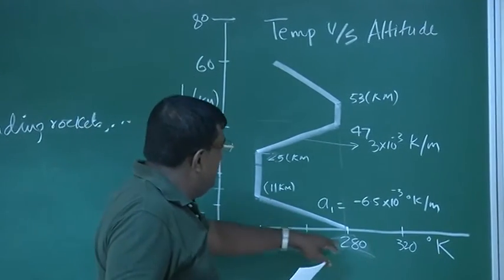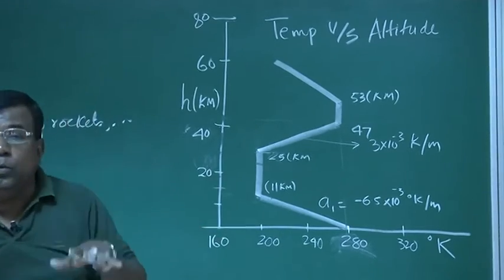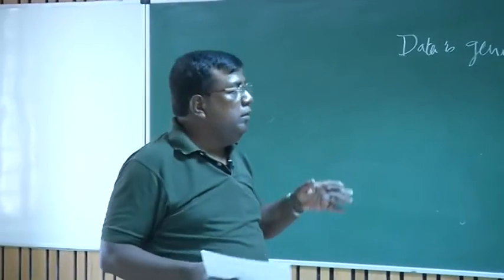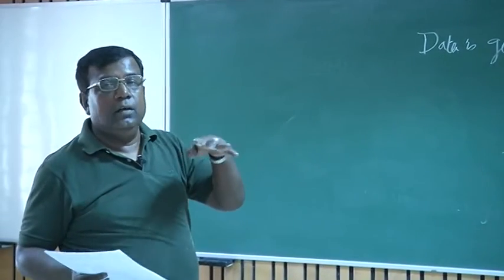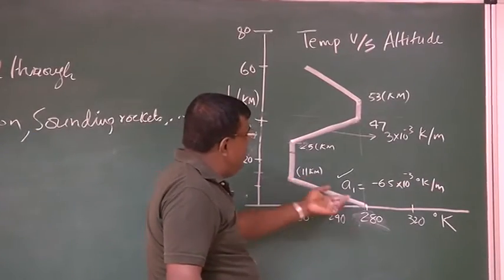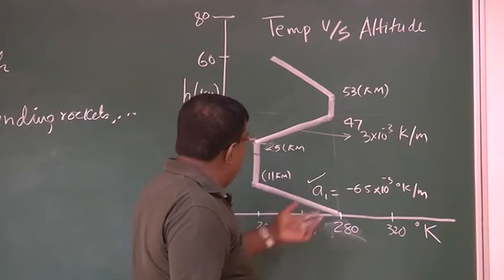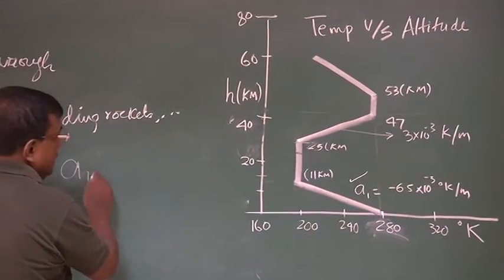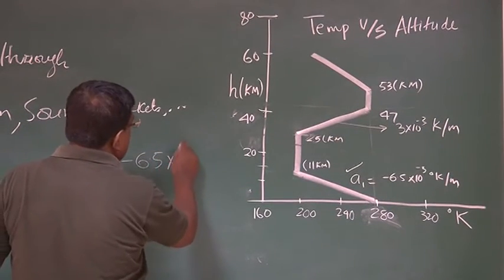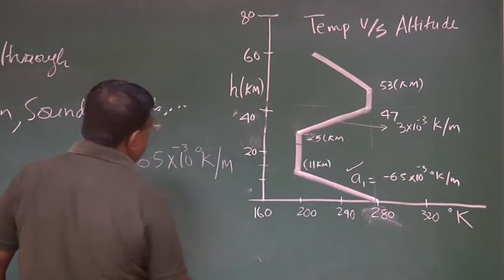If I come here, see, from ground up to, let's say, 11 kilometer, which is typically the tropopause, and most of our civilian jet engine airplanes will fly at around that 11 kilometer tropopause. Up to 11 kilometer, the variation is linear, and the lapse rate a1 is approximately 6.5 into 10 to the power minus 3 degree Kelvin per meter, right?